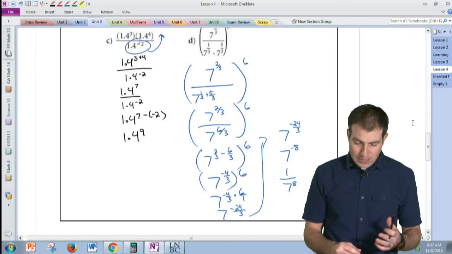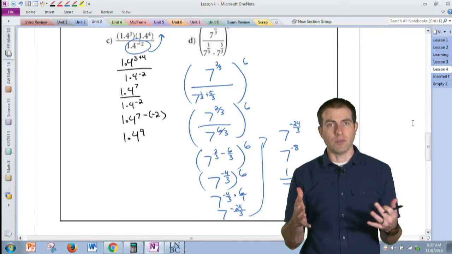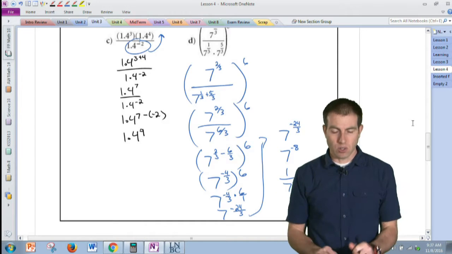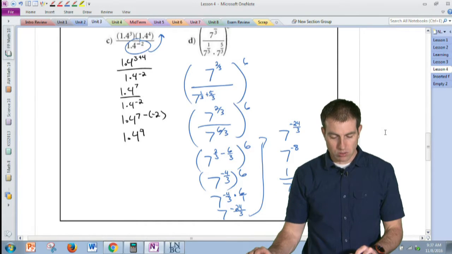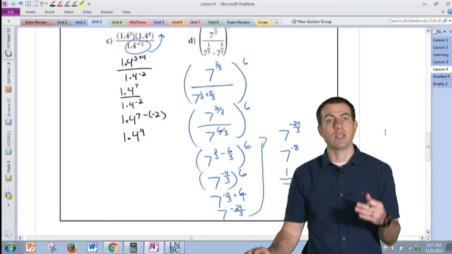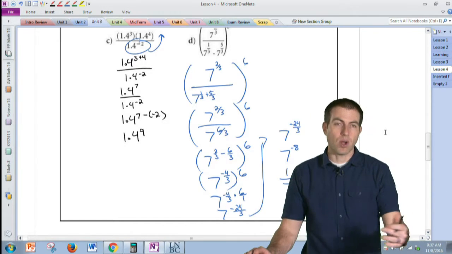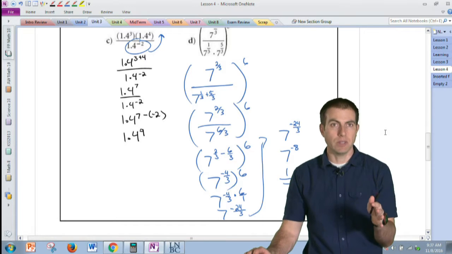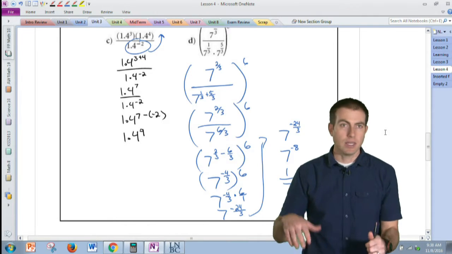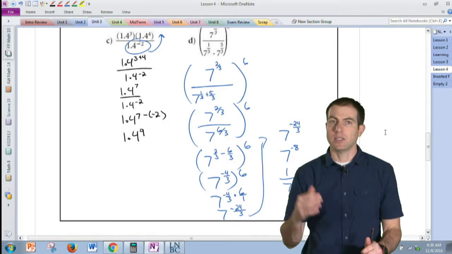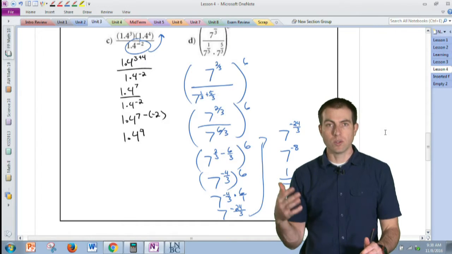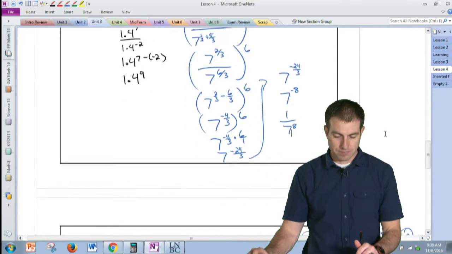So don't look at it and get all afraid. There's lots of stuff going on. It's going to work out. You just got to have faith in the exponent laws and just go. Just do the problem, pick a step and do it. Once you've done that step, pick the next step, do it. Just keep going until there's no steps or no simplification left.